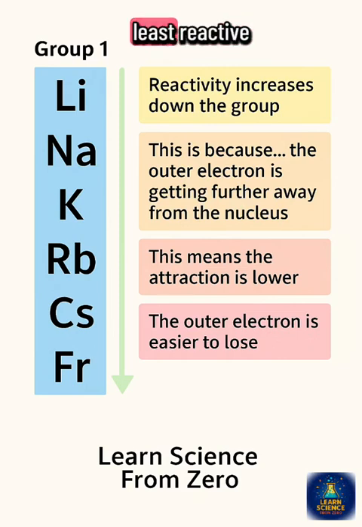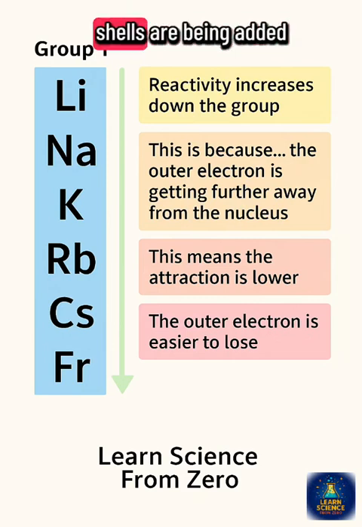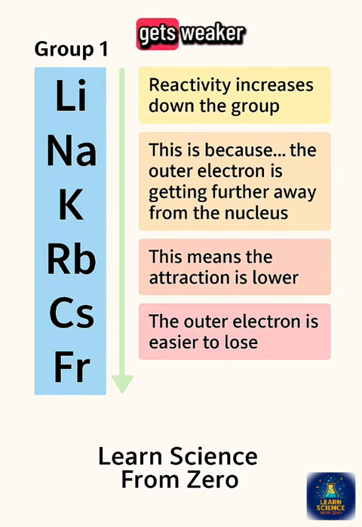Lithium is the least reactive and francium at the bottom is the most reactive. So reactivity increases as you go down the group. Why? The outer electron moves further and further away from the nucleus because as you are going down the group, more and more shells are being added. The nuclear attraction gets weaker.